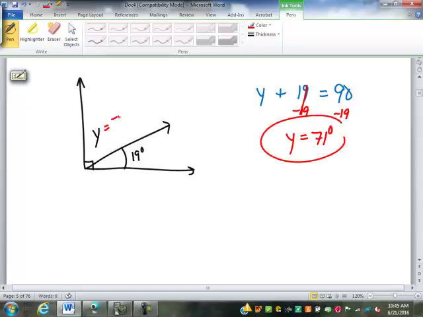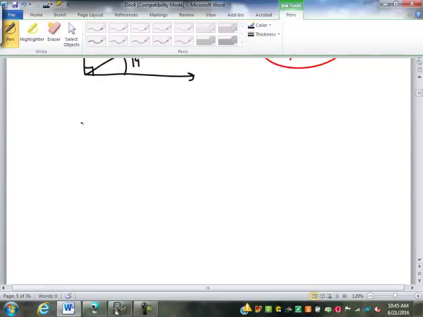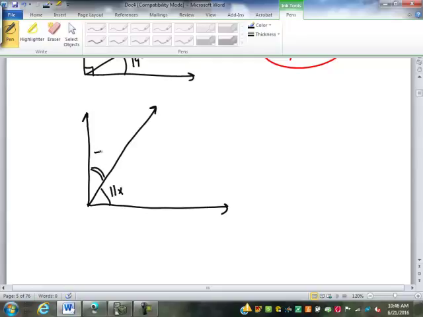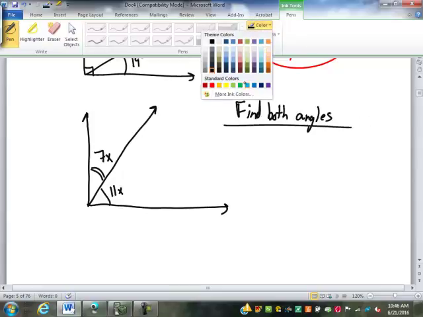So 71 degrees. Now again, most of you could just look at that and say, oh, that's got to be 90 minus 19. But we're going to run into situations that are a little bit more complex. Like, of course it has to get worse, right? And again, I want to say find both angles. What's this relationship going to be?